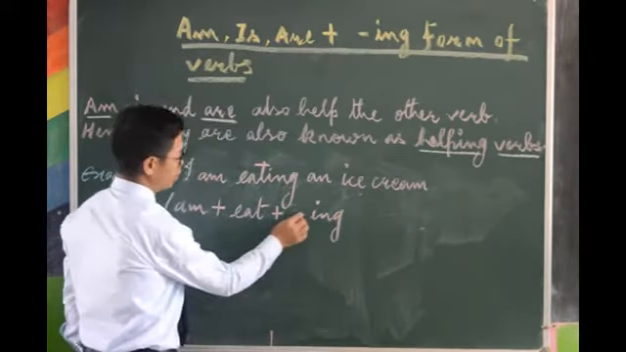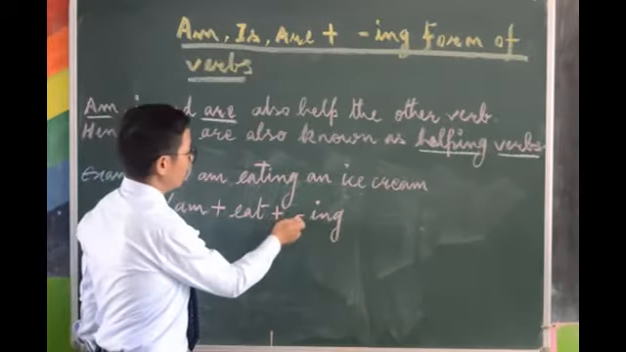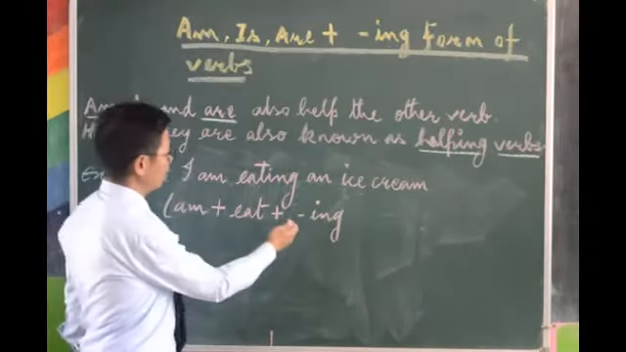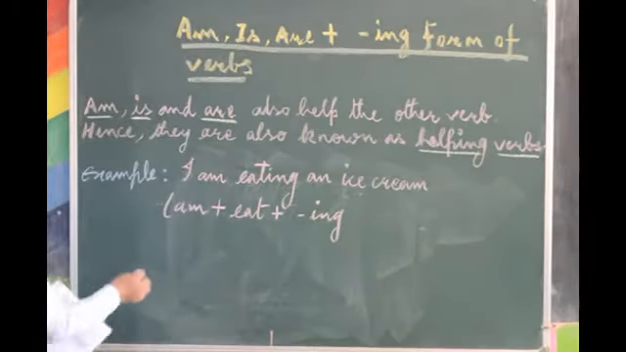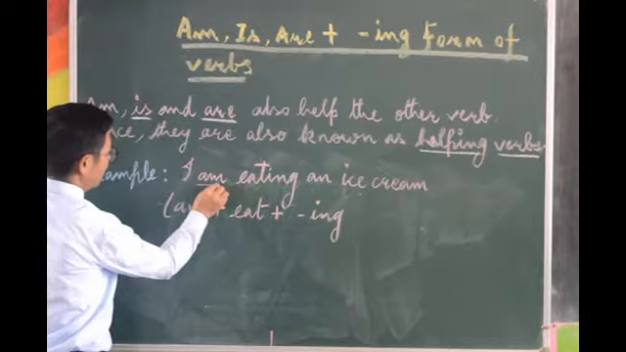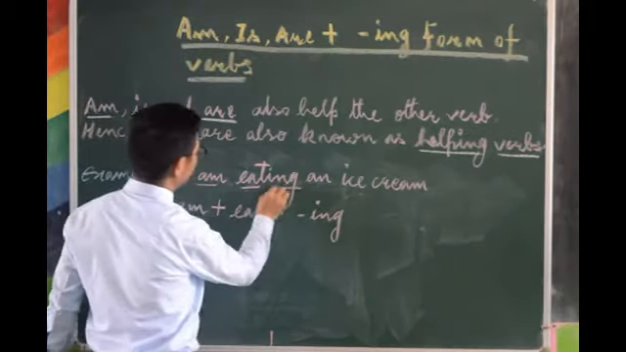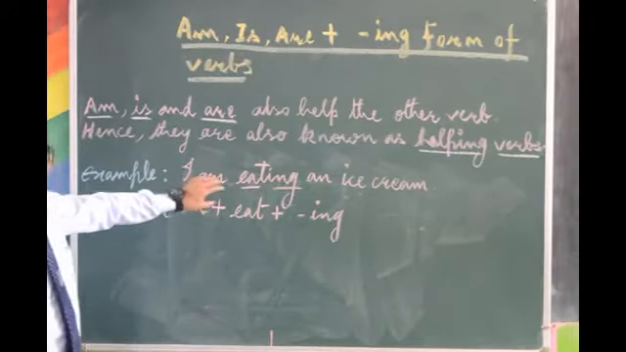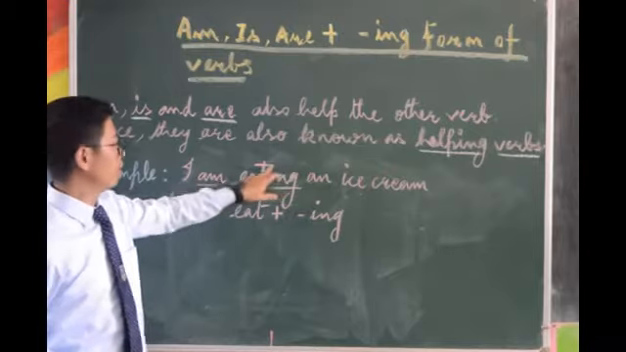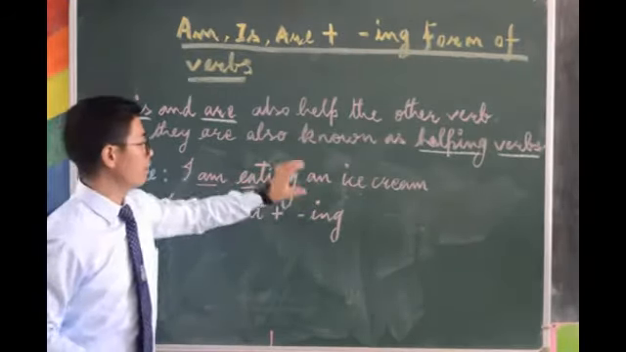Why is this sign a plus sign? Because this is a continuation. Whatever verb you write, you add this ing. So this is here am, eat, and ing. This is how we add ing to the second verb, to make it a clear statement or sentence.